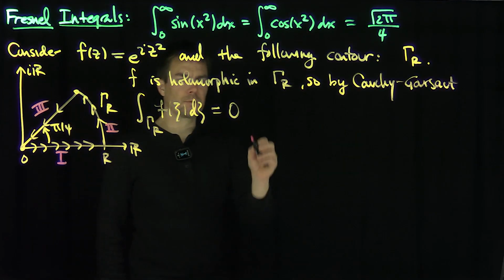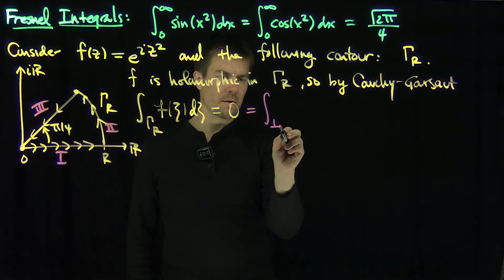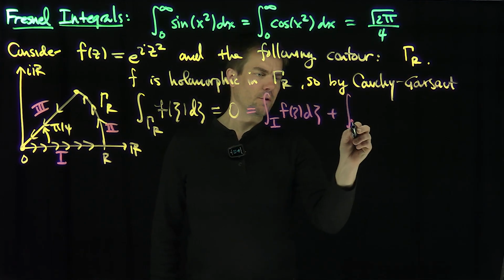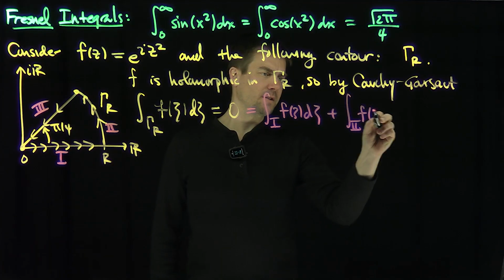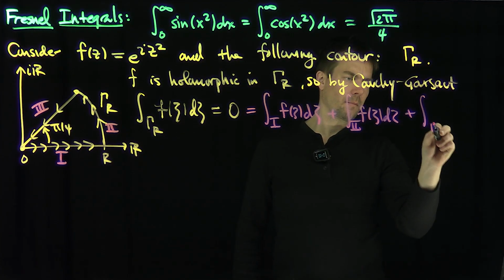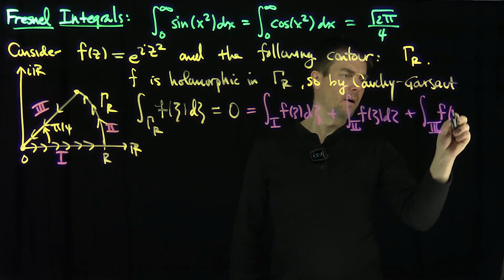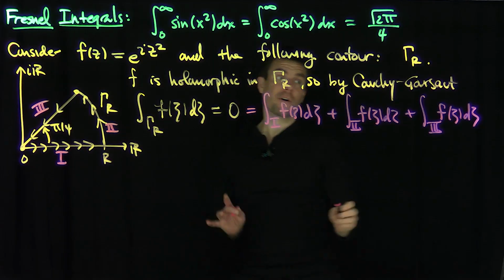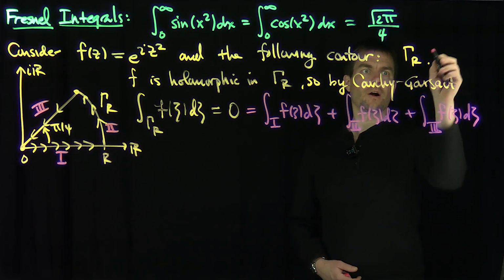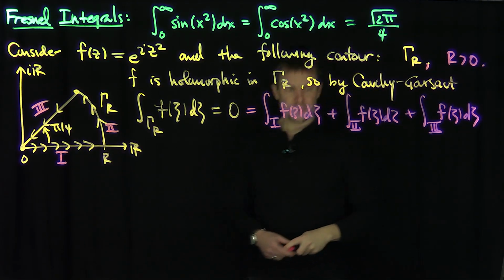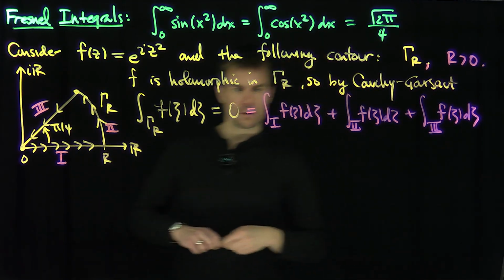And so this is going to be equal to the integral over 1 of f of zeta d zeta plus the integral over 2 of f of zeta d zeta plus the integral over 3 of f of zeta d zeta. And this is valid for any r, for all r. Of course, here r is greater than 0. So let's do these contours one by one.